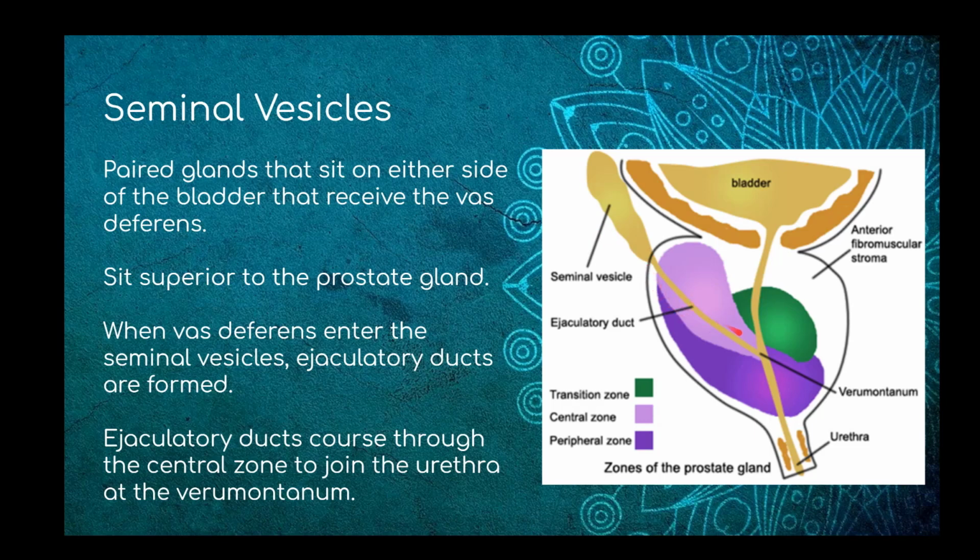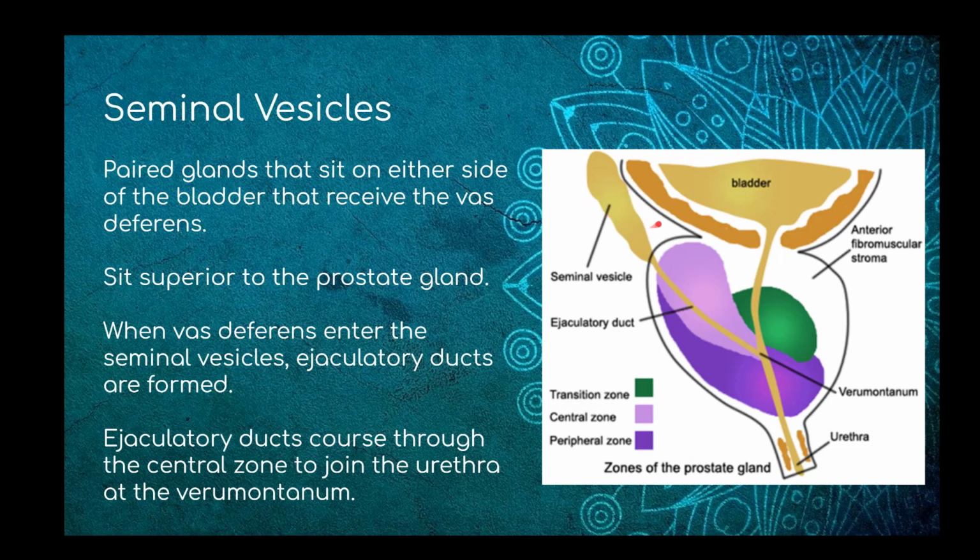So the ejaculatory duct travels through the prostate. Prostate adds more fluid into it through the ejaculatory duct, and then they meet up at the verumontanum. So the seminal vesicles, again, are paired. They sit on either side of the prostate and kind of inferior, posterior to the bladder.